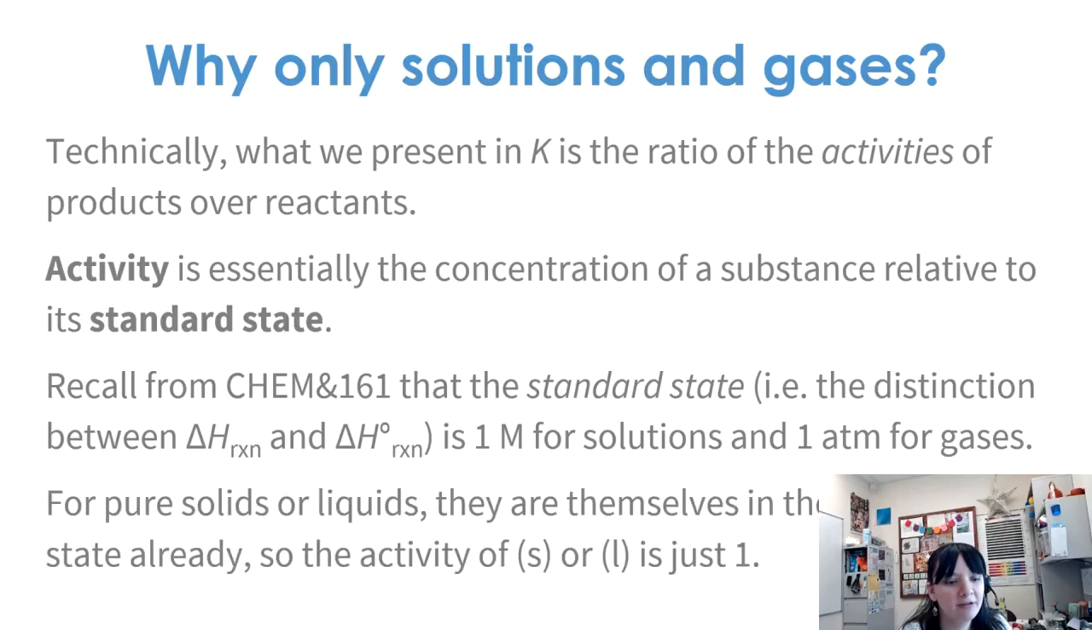For pure solids or liquids though, they themselves are already technically in their standard state. And so we define their activity as just one. Now, when we take one and multiply that by all of the other stuff in our equilibrium constant, that obviously won't change the constant itself. And so that's why we basically just ignore solids and liquids when writing out our equilibrium constant expression or calculating, say, our reaction quotients or anything like that. But that's just the background here.